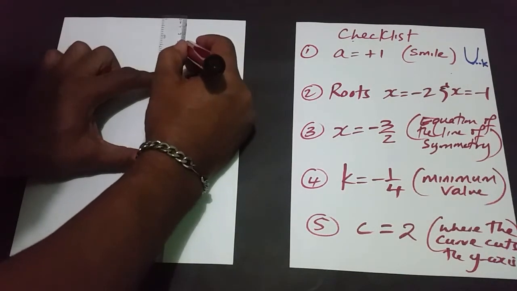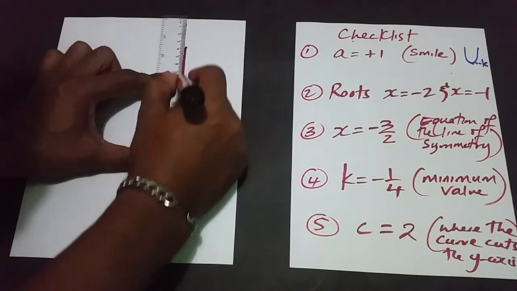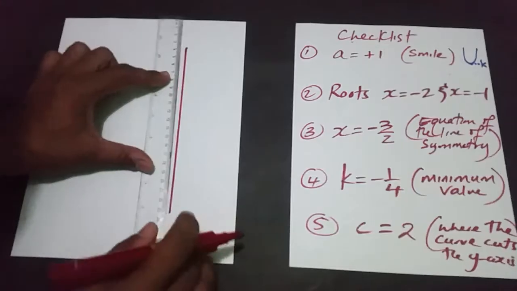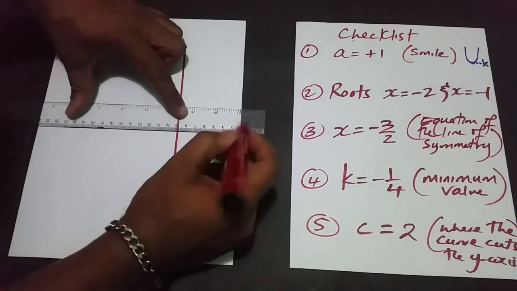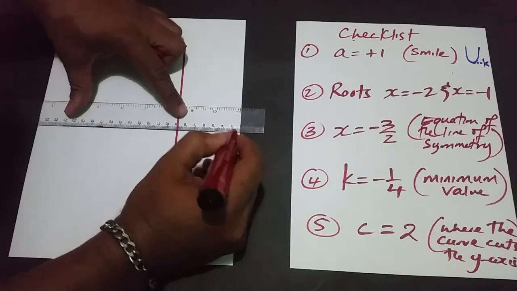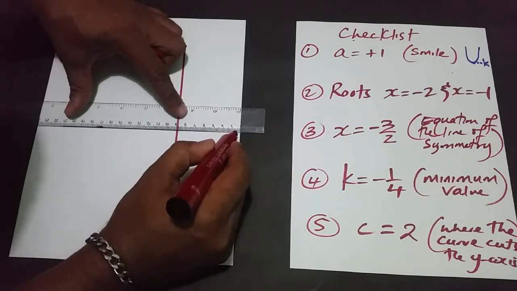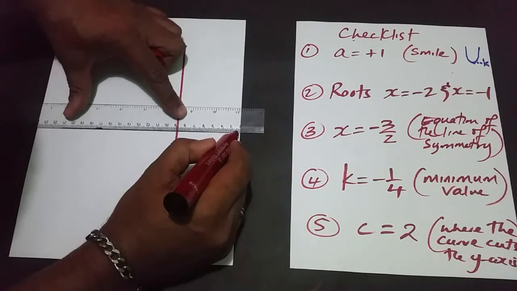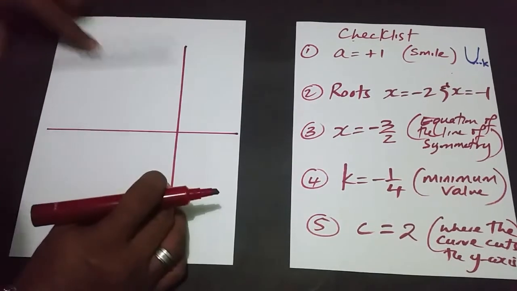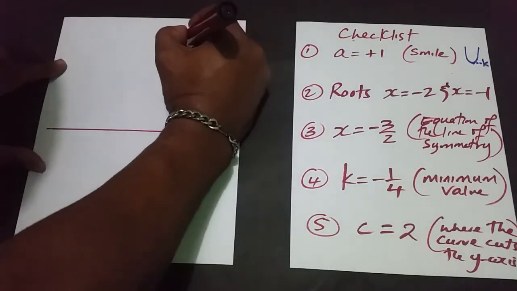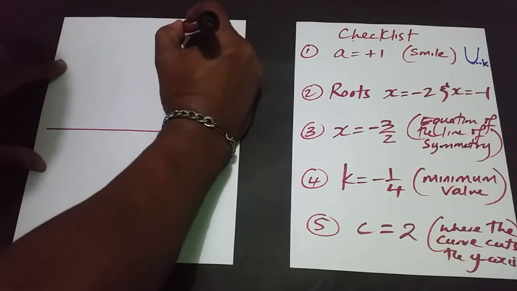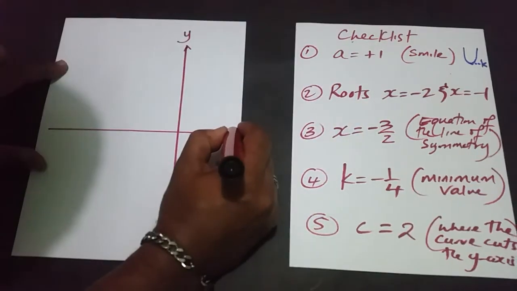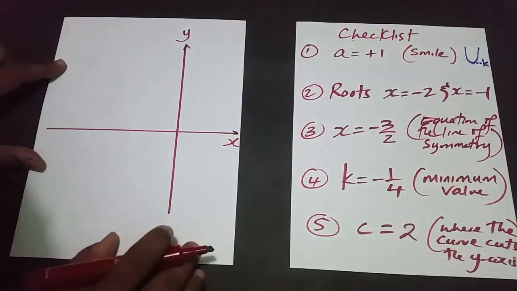So I'm just going to draw the y-axis a little bit to the right, just like that, and the x-axis horizontal. Now remember, this is a sketch, so as long as the values make sense with what you're doing, then you're good to go. So always label your axes, y-axis and the x-axis.